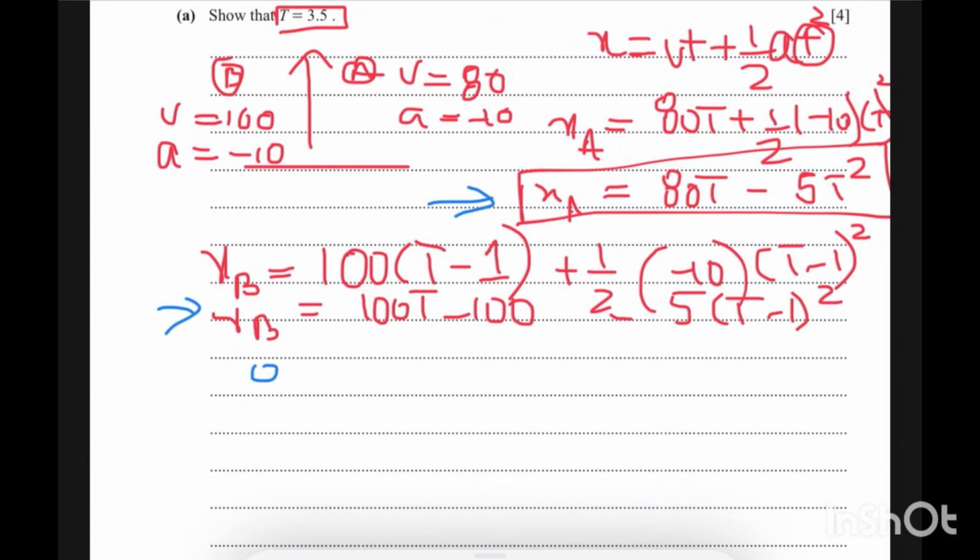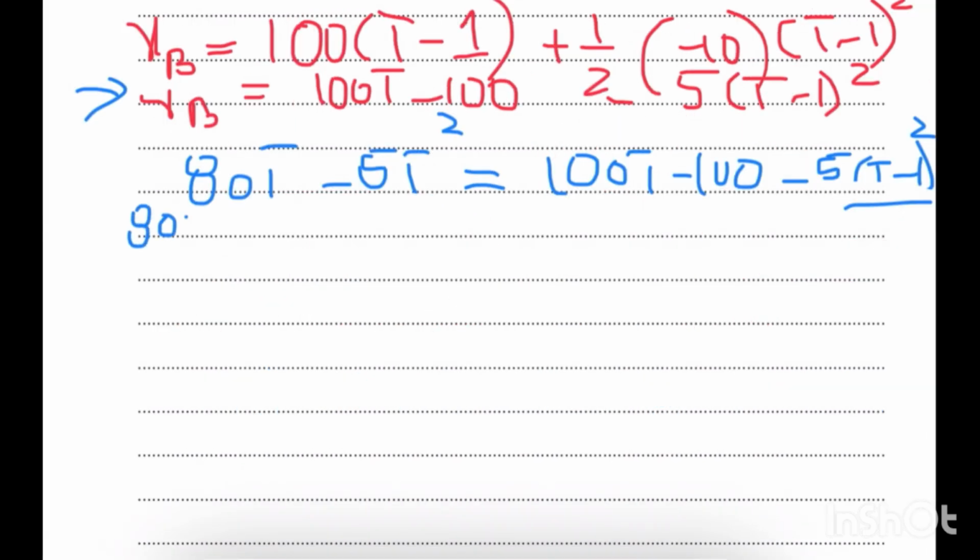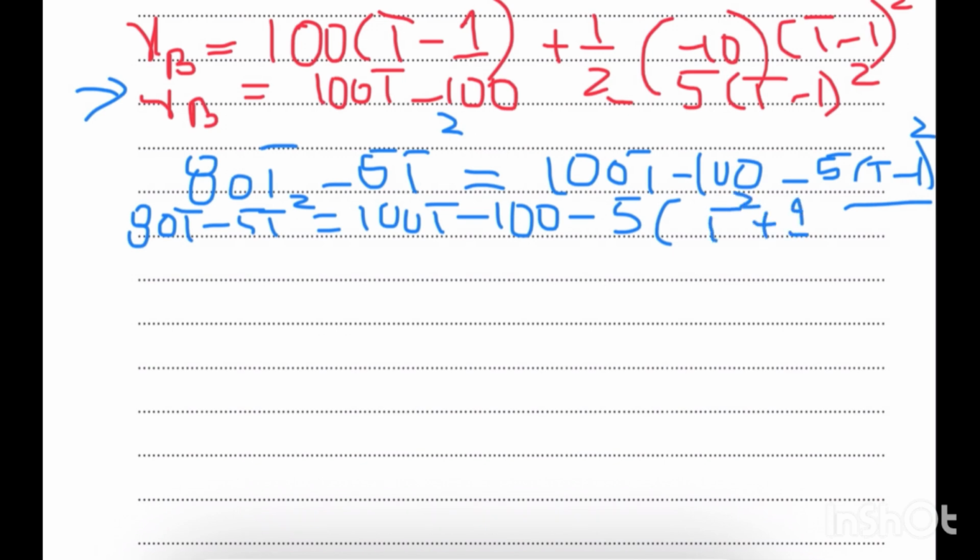So this will become 80t minus 5t squared is equals to 100t minus 100 minus 5 times t minus 1 whole squared. It will become 80t minus 5t squared is equals to 100t minus 100 minus 5. When we open t minus 1 whole squared, we get t squared plus 1 minus 2t.